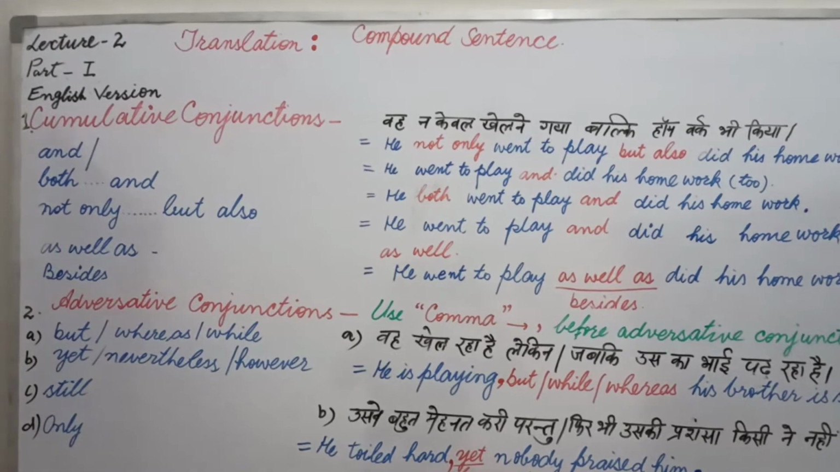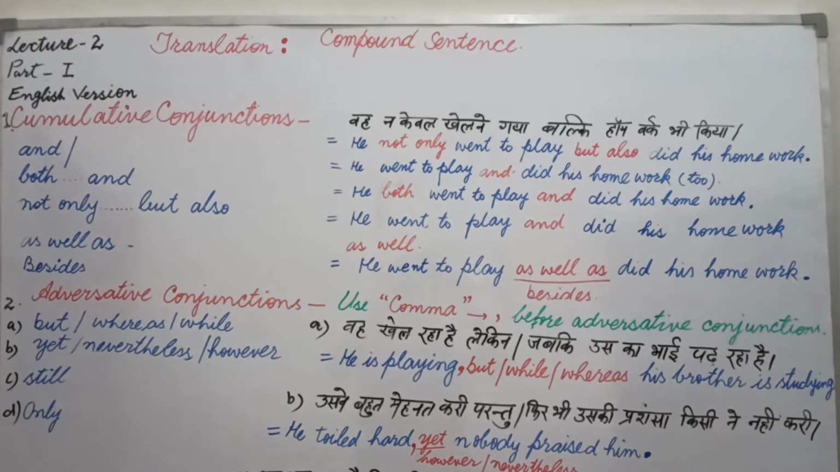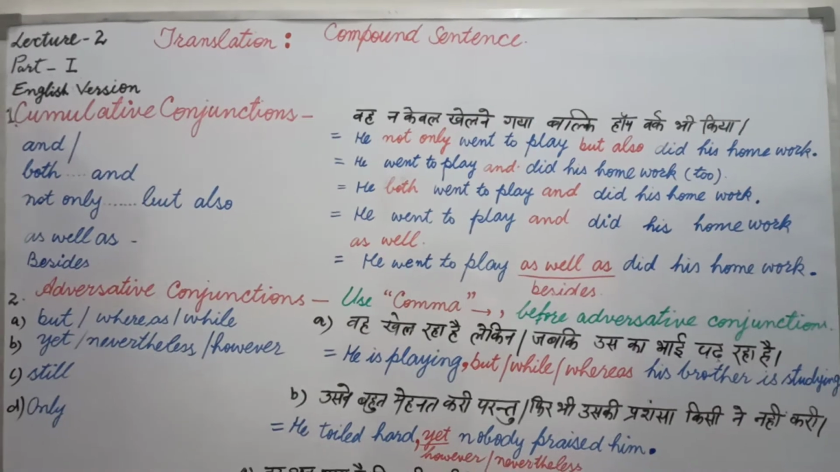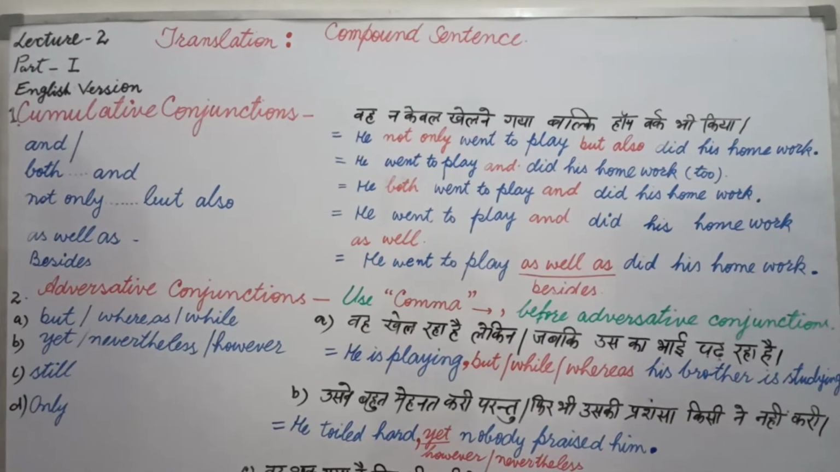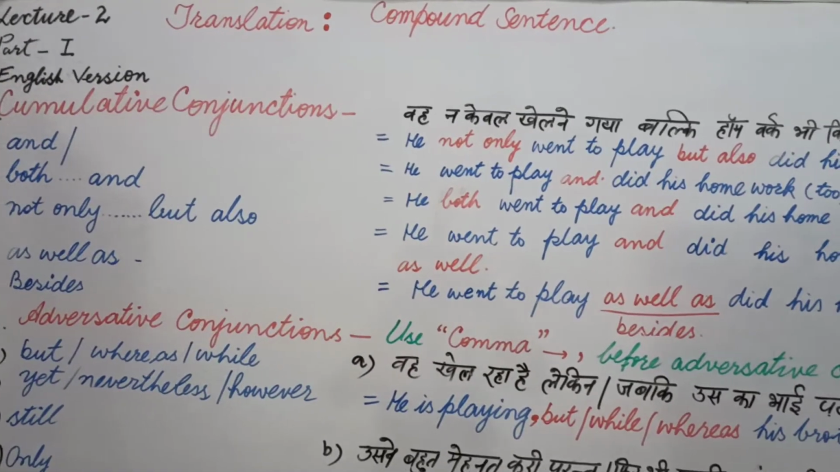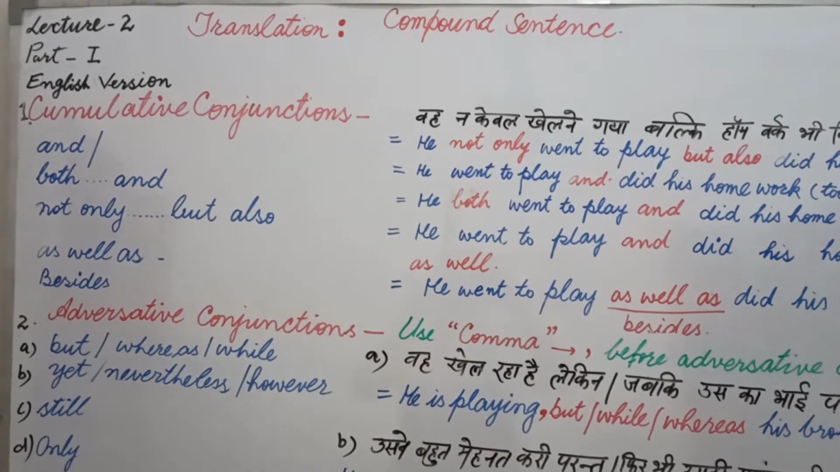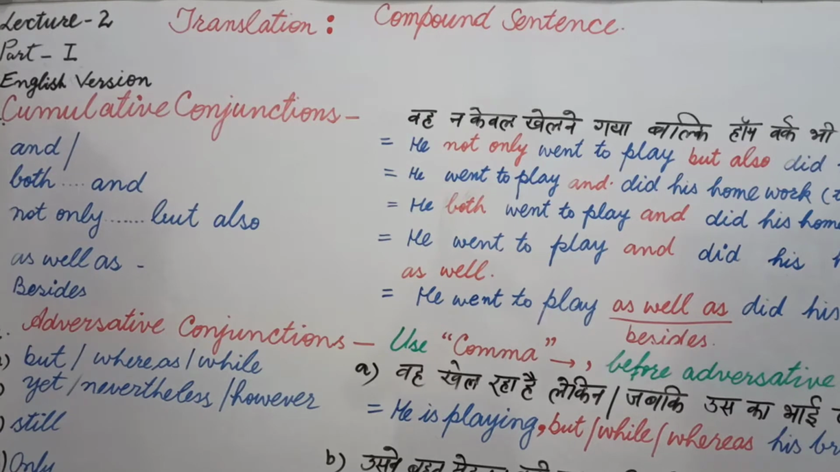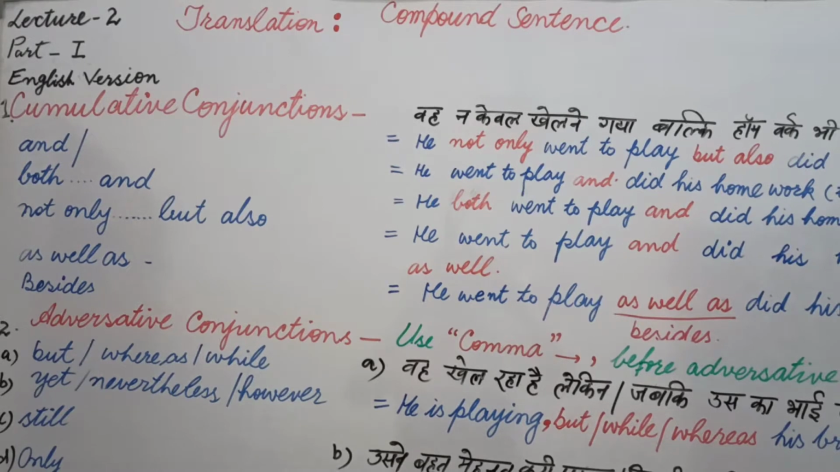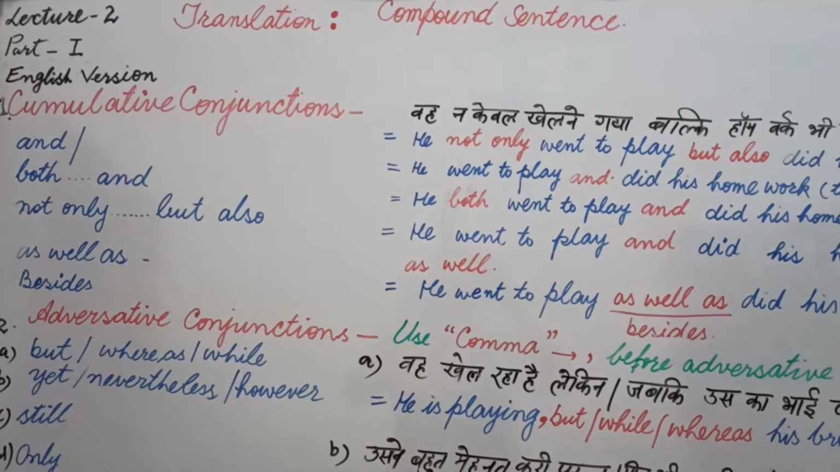Now let's begin translation based on compound sentence. Now students, in lecture 1 we have told you that conjunctions in compound sentence are of 4 types. Let's begin. First type, cumulative conjunctions. Students, cumulative conjunctions are those conjunctions in which we add something. Overall, in short, we can say that these conjunctions have a sense of 'and', and these can be written in many ways: both and, not only but also, as well as, and besides.